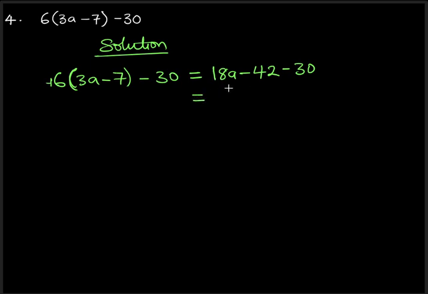And then what do we have here? Now, what are the like terms? The like terms are just these numbers, minus 42 and minus 30. So our 18a, please, this is not 42, this is minus 42. Minus 42 minus 30, these are same signs. So keep the sign that they carry, which is minus, and then add the numbers. That will give us 72. So this will give us 18a minus 72.